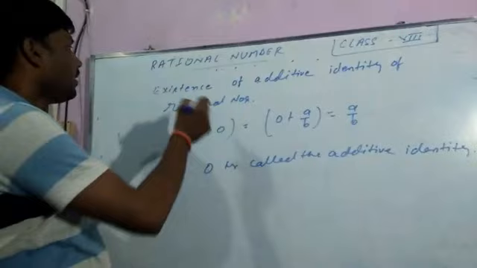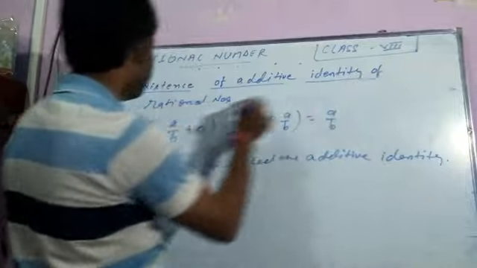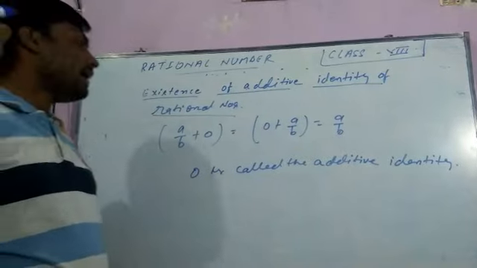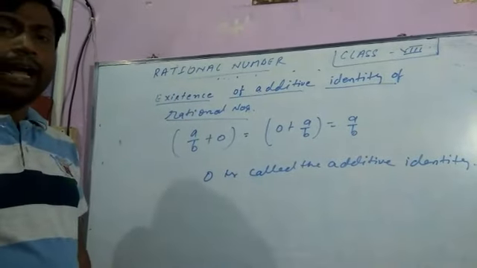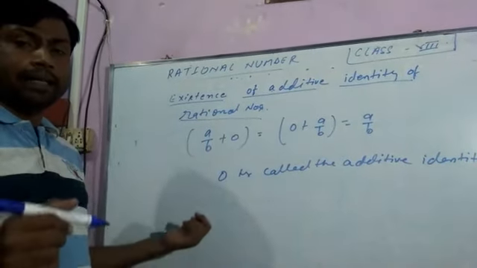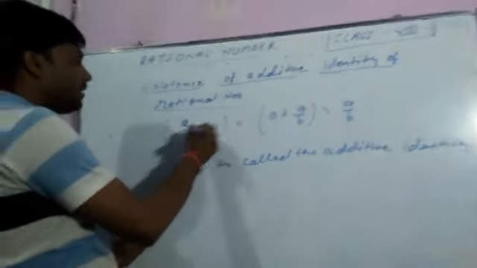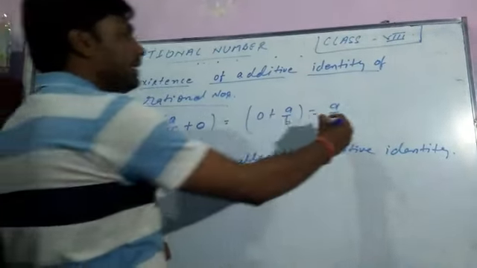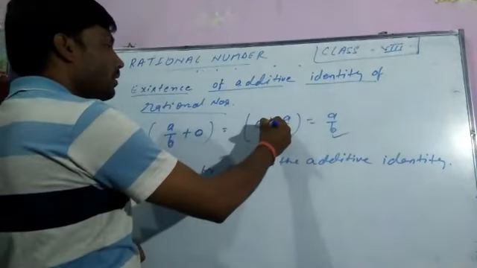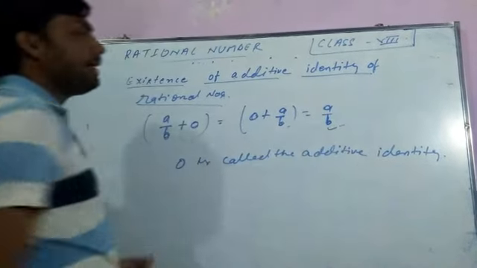Hello students, now we have to learn the existence of additive identity of rational numbers. What is the additive identity of a rational number? If we add 0 with any rational number, we get the rational number itself. Like that, if we add a by b with 0, then we get a by b. Also, if we add a by b in 0, we get that rational number itself.